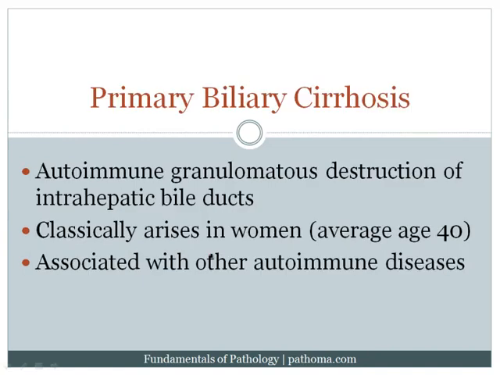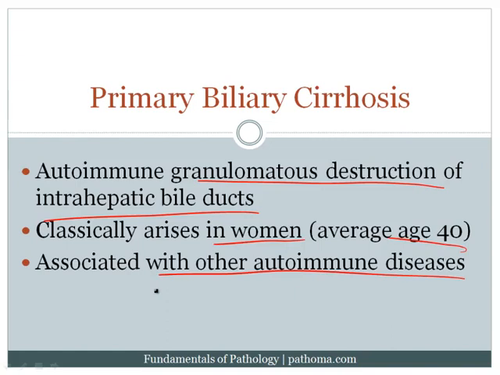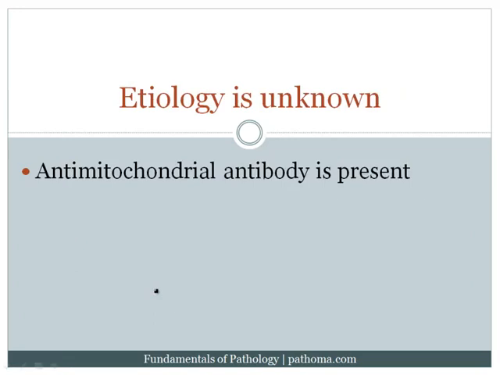Primary biliary cirrhosis is an autoimmune disease in which you get granulomatous destruction of the intrahepatic bile ducts. This is classically seen in women. The average age is 40, and it can be associated with other autoimmune diseases. But that's nothing special because almost every autoimmune disease can be associated with other autoimmune diseases. We don't know the etiology, but we do know that there's an anti-mitochondrial antibody that's present in the serum, and that helps to mark the disease, and that's very high yield for the purposes of examinations.